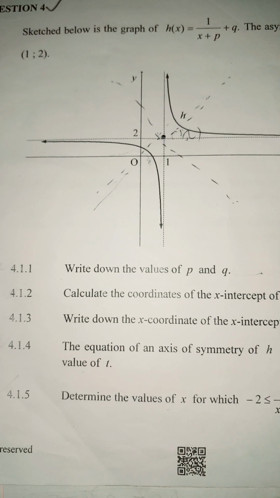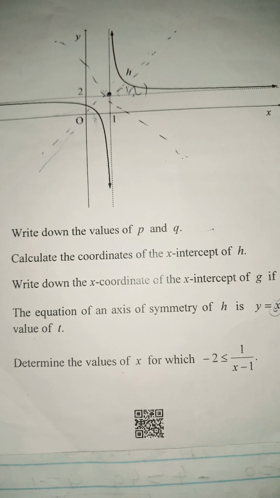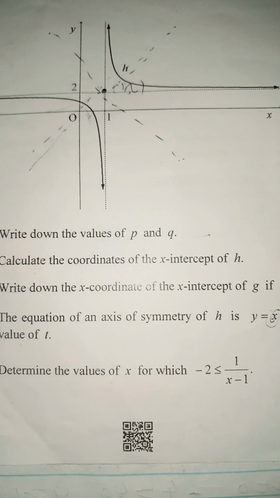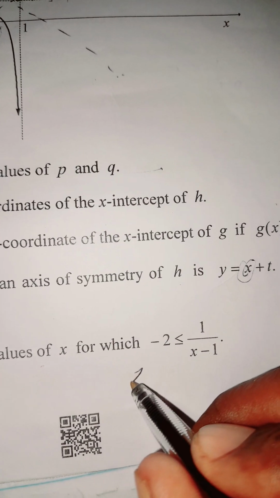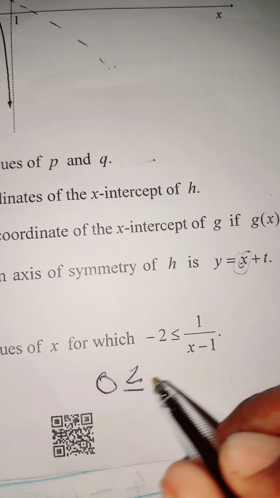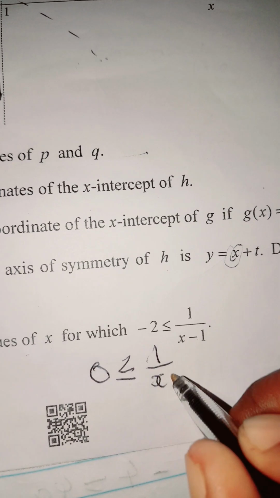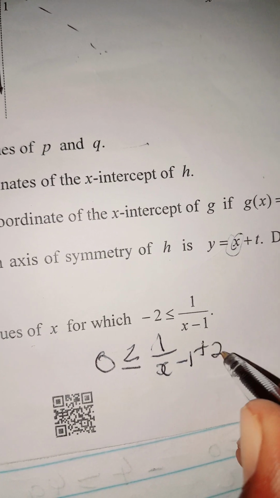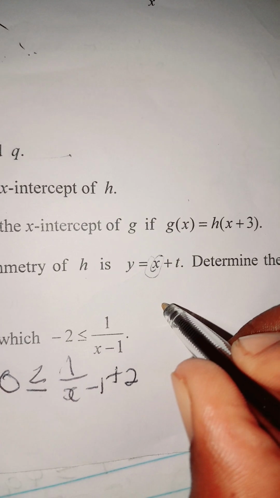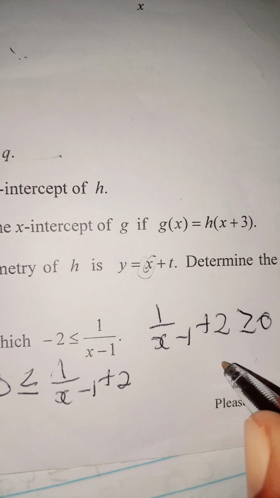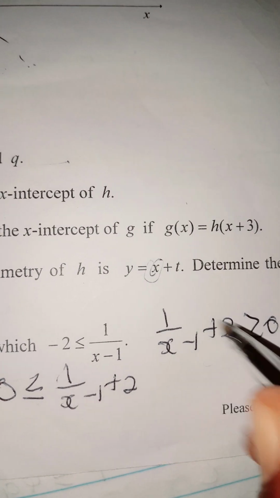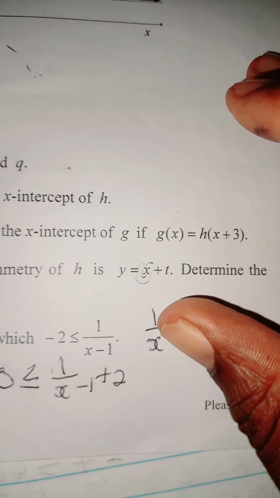At 4.1.5, we are required to determine the value of x for which negative 2 is less than or equal to 1 all over x minus 1. You need to analyze your graph. First thing, let's write this in a standard form. This will be 0 is less than 1 all over x minus 1 plus 2 when you transpose 2 to the other side. Or we can also write this as 1 all over x minus 1 plus 2 greater than 0, meaning this is where the graph of h of x is greater than 0. You'll get marks for saying that.